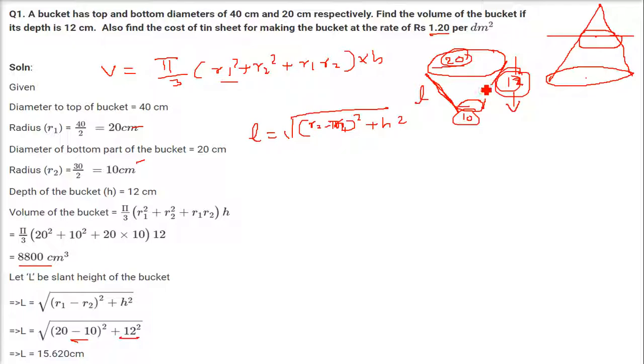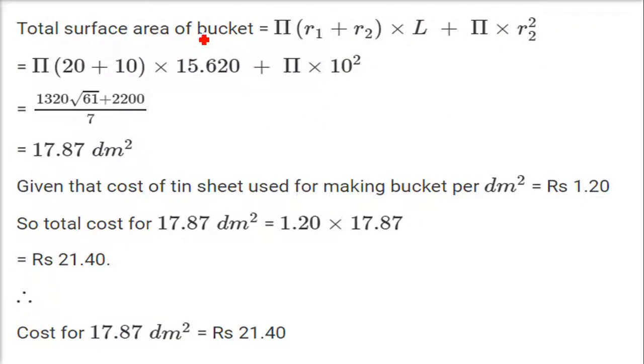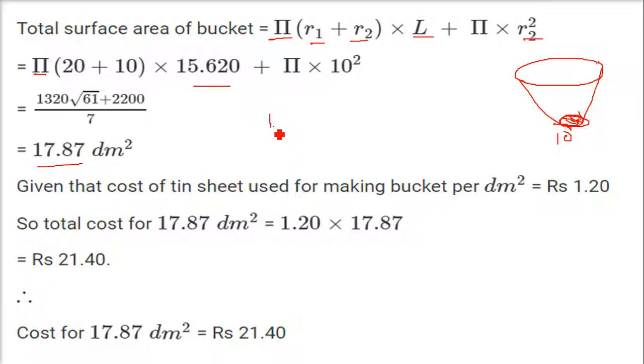Now the formula of this surface area is pi into r1 plus r2 into L, where L is the slant height, and then we have pi r2 square. What is r2 square? When you talk about a bucket, this side is already open, so we only include this side because this is where the water lies, or whatever is poured here. So this r2 will be 10. We are using pi into 20 plus 10 into the slant height, plus pi into r2 square, that is 10 square. This will come as 17.87 decimeter square.